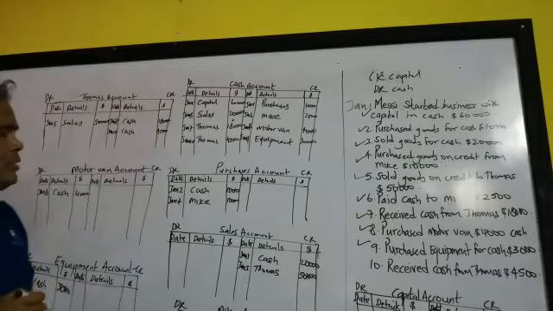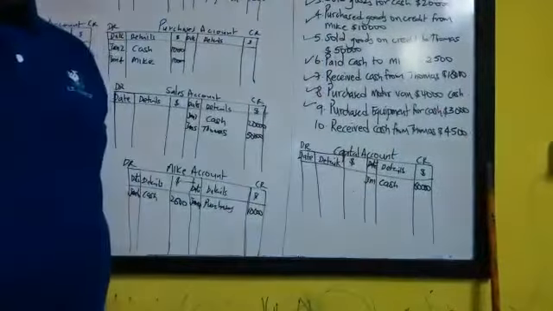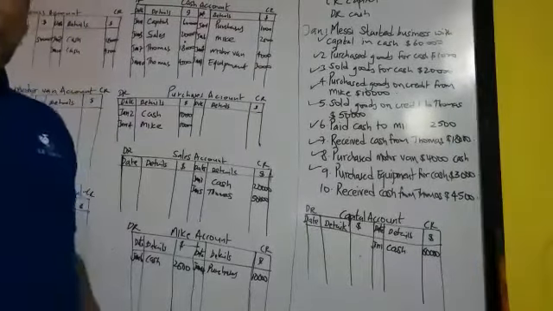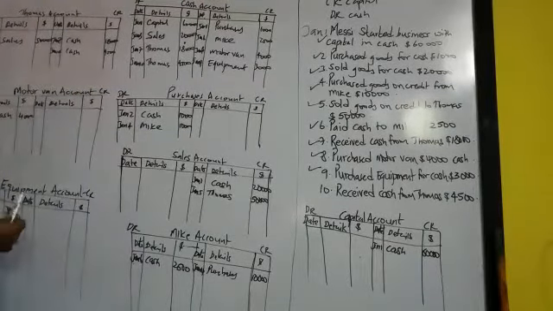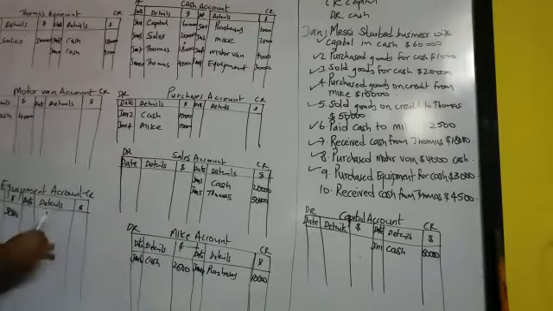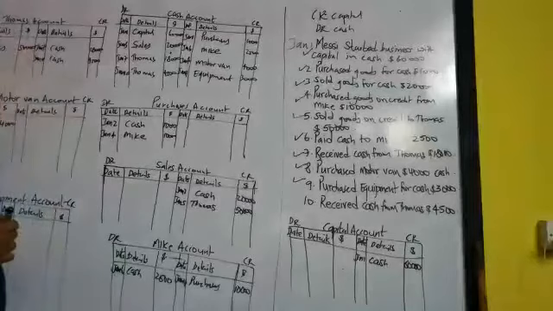So here we are concerning the ledger accounts. We have already seen how to prepare the different accounts: cash account, purchases account, sales account, Mike account, Thomas account, motor van account, and equipment account. Then we have to close all the accounts by balance CD and balance BD.